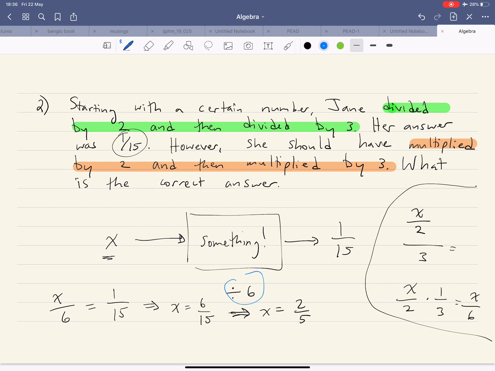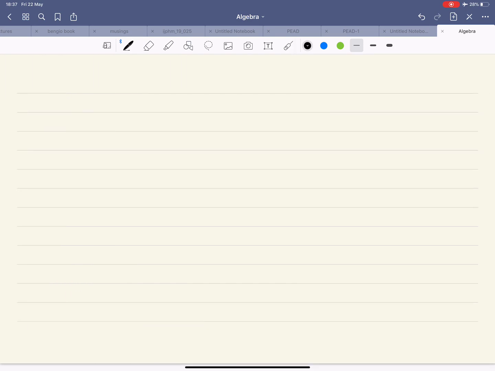So this is what Jane did as her something. What we want to do as our something is multiply by 6. So we're going to take this x and apply the correct procedure, which is multiply by 6, and then we're going to see what that answer is. So 2/5 times 6 is going to be 12 over 5. And that is what the correct answer should have been. Okay.